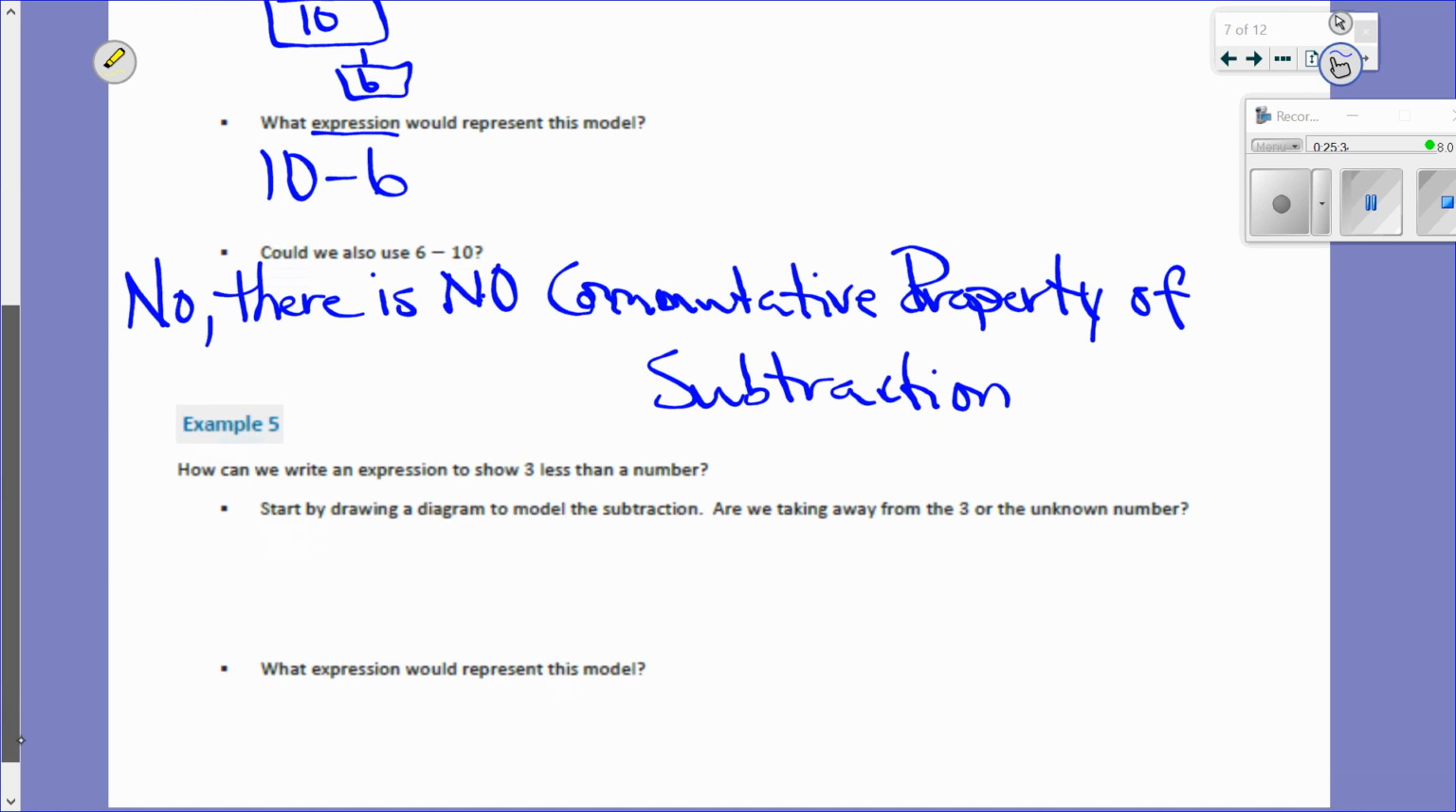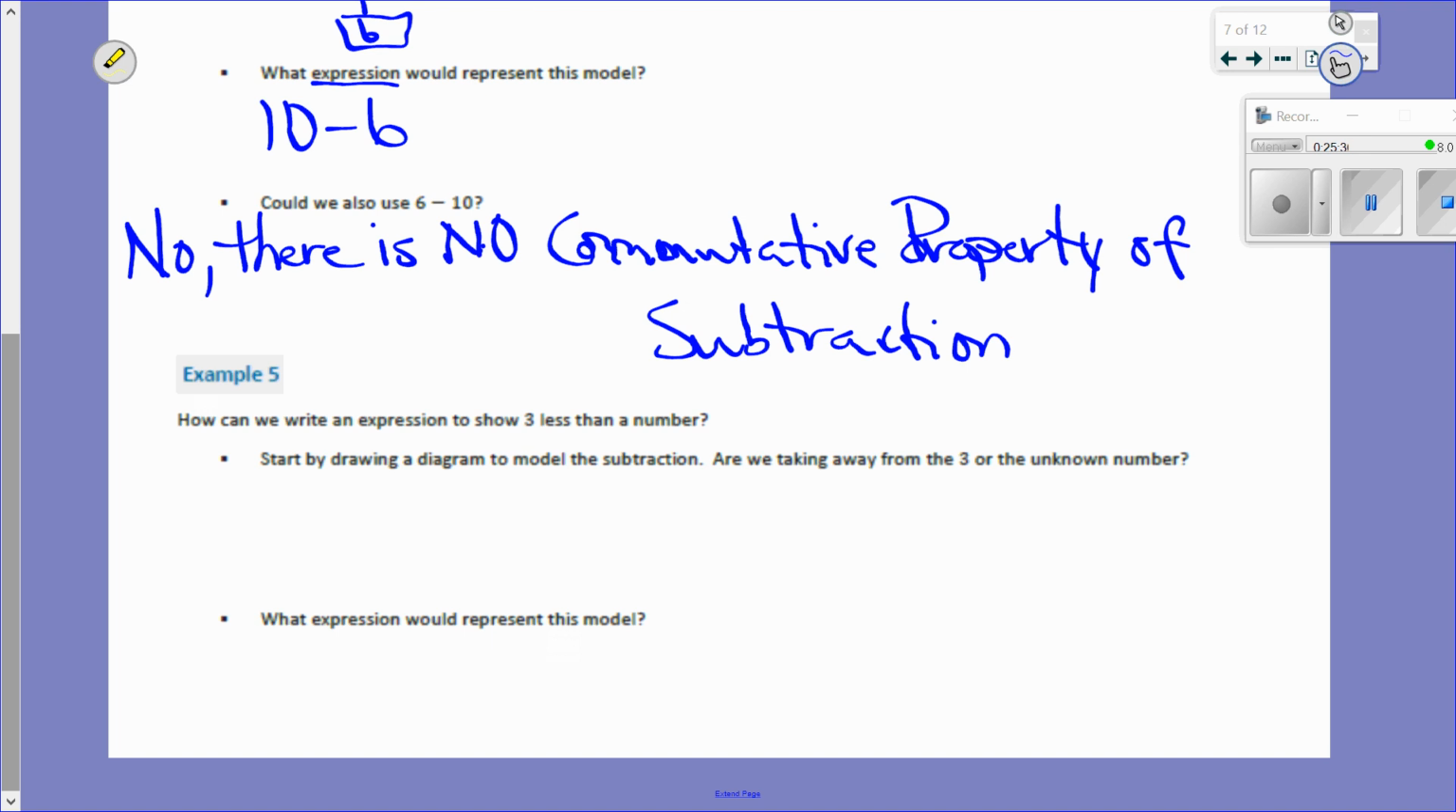Our next one has two very, very important words, guys. Those two important words are "less than." Less than is what we call a switching phrase. So please add this into your notes. This is a switching phrase. What that means is I'm going to reverse the order of the numbers. So 3 less than a number means those two are going to be swapped around.